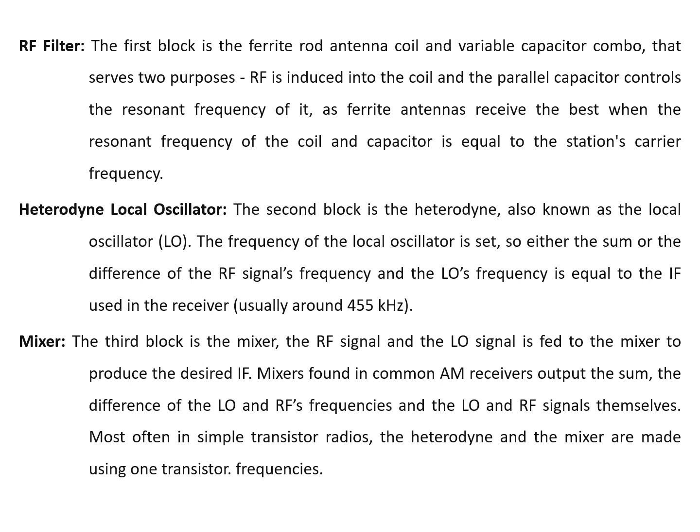Then we will talk about each and every block of the AM super heterodyne receiver. First, the RF filter. This RF filter contains a coil and a capacitor that control the resonant frequency. Because we are using the ferrite rod as an antenna, we get the resonant frequency of the coil and the capacitor equivalent to the corresponding station carrier frequency.